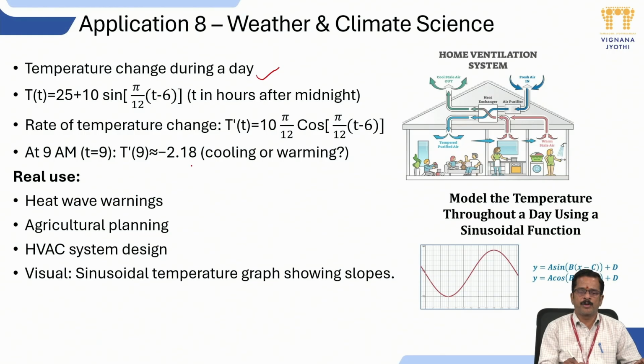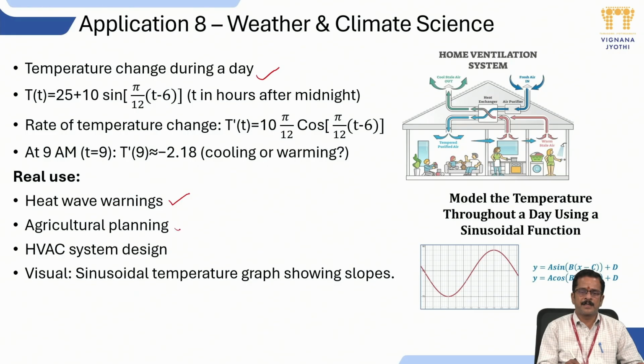That indicates whether it is warming or cooling. It represents the scenario of the atmosphere, the temperature with respect to the surroundings. Heat wave warnings: during summer days, weather forecasting people give a caution to the public, saying today we have strong heat waves, take precautions, don't move outside. These heat wave warnings are evaluated using the concept of derivative.